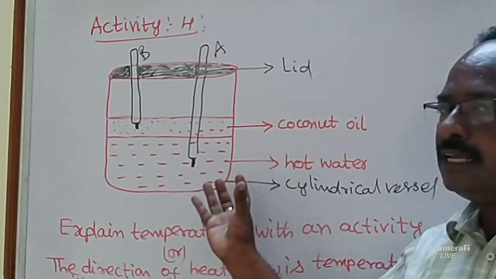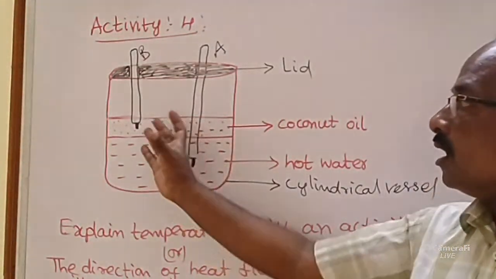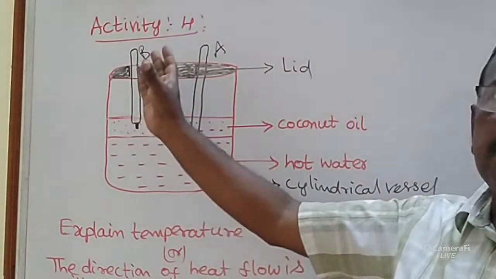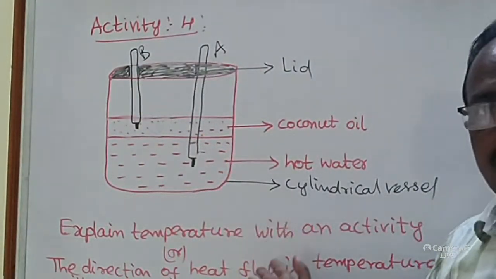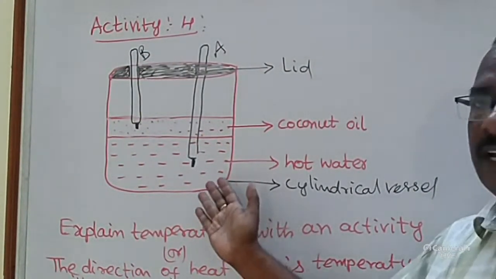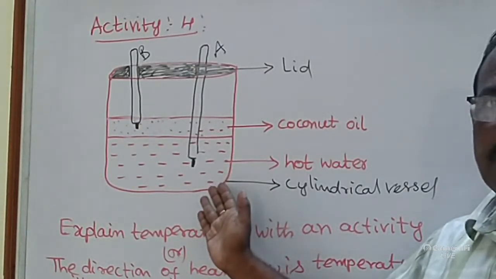First of all, the temperature is raised at thermometer A. After some time, the temperature is raised at thermometer B. Here the direction of heat flow is called... So heat will flow from place A to place B.